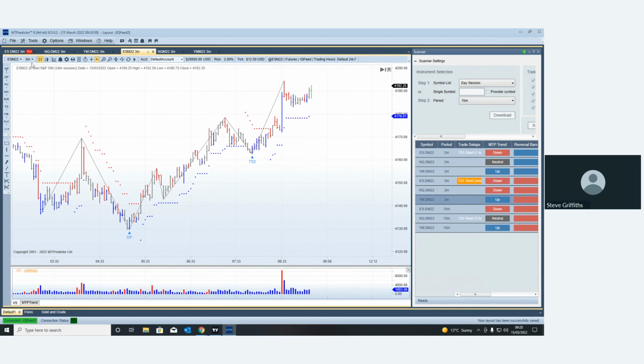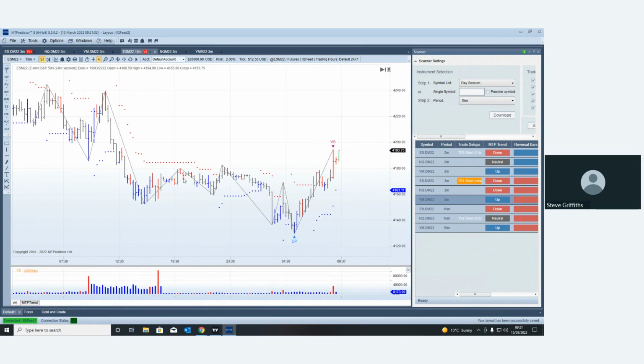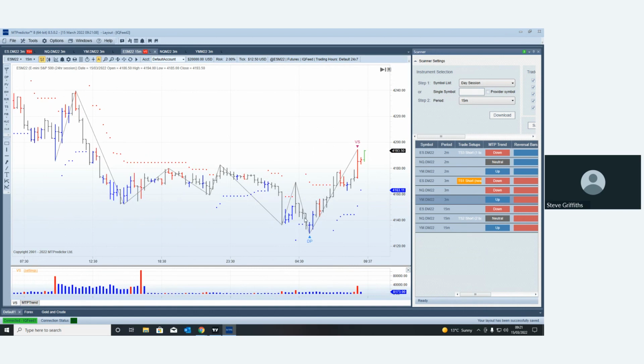This is a 24-hour chart. So I want to show you now one where there was a trade setup. I'm going to do exactly the same. Go back to before this pivot low unfolded.